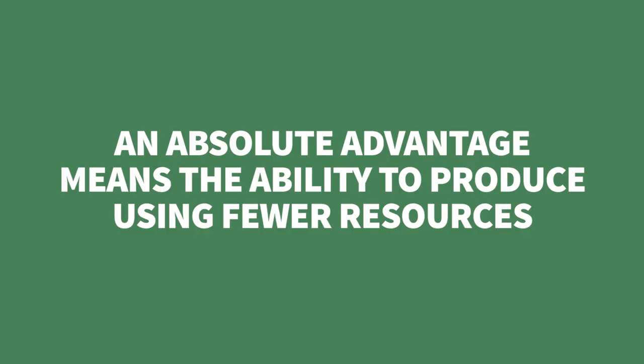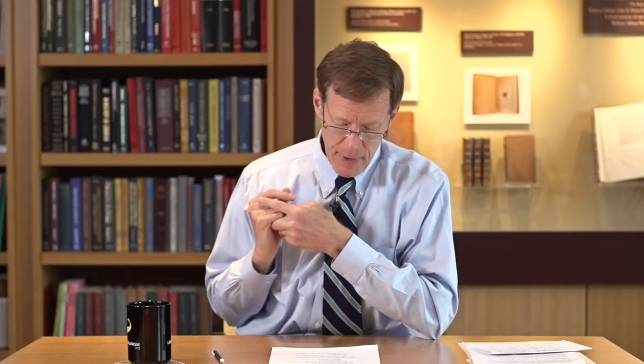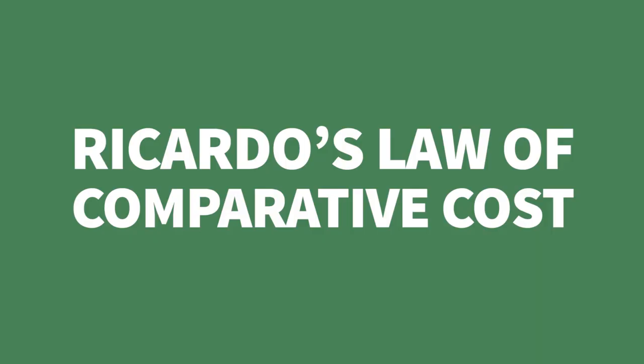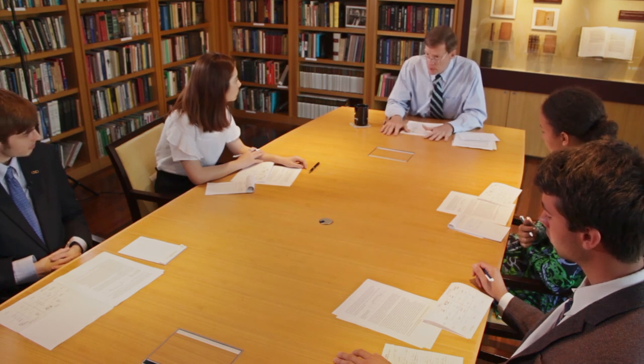Absolute advantage means the ability to produce something at lower resource cost. You just need fewer resources to get the results. But what if one region has an absolute advantage or disadvantage in everything? Let's look at David Ricardo's law of comparative cost. It's not intuitively obvious, and it's a terrific insight. Okay, we'll do this with a simple arithmetic example.